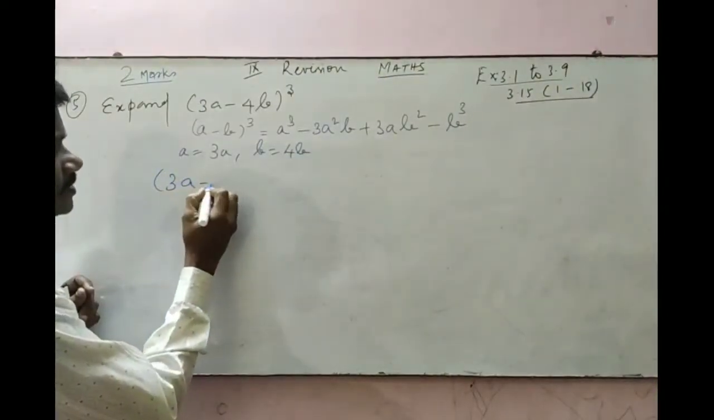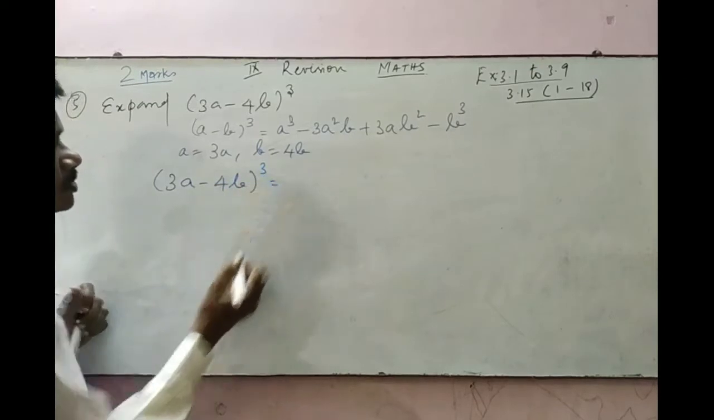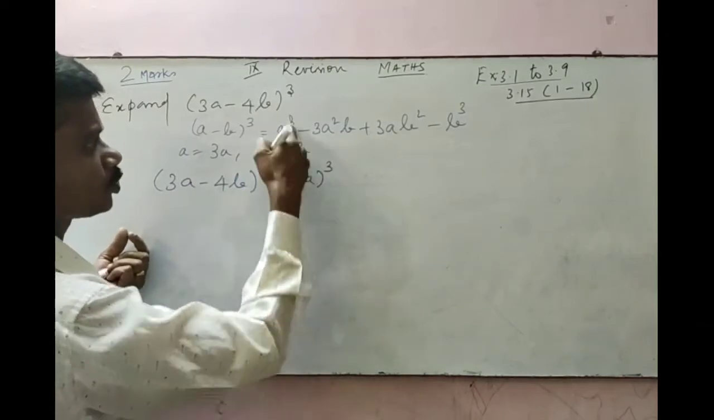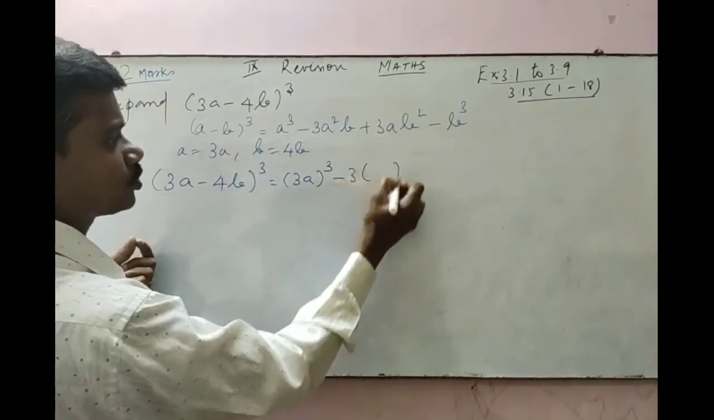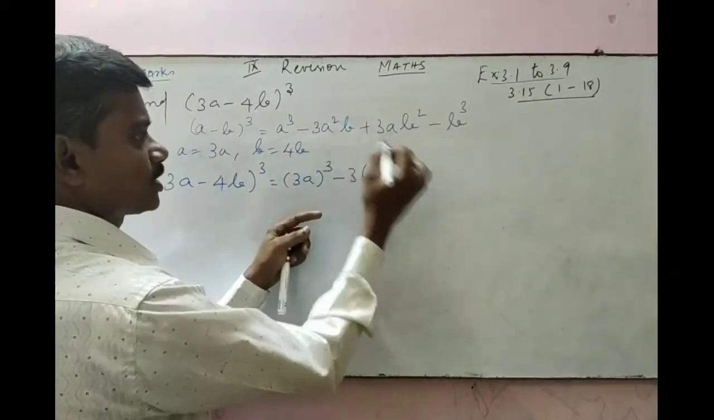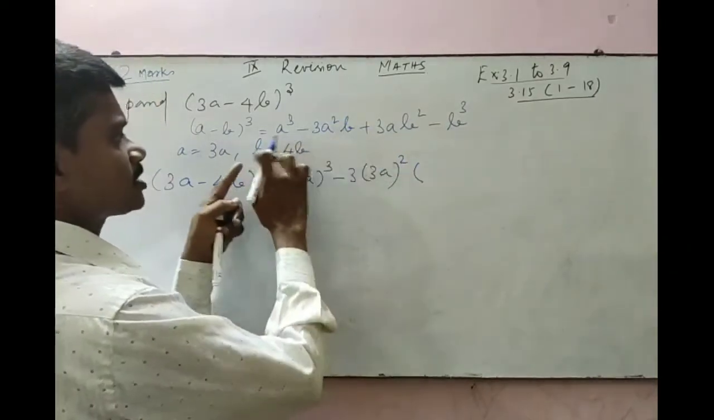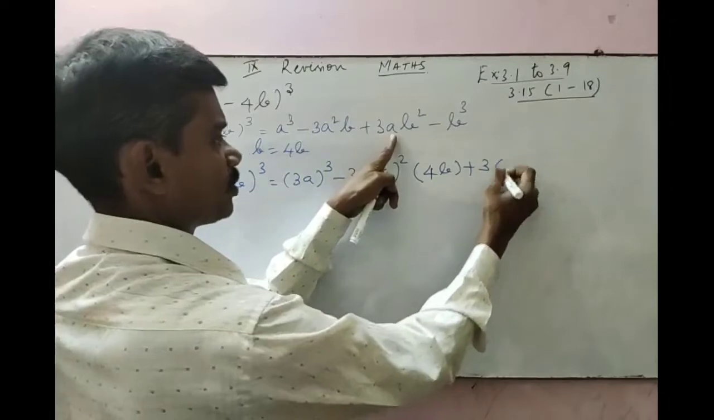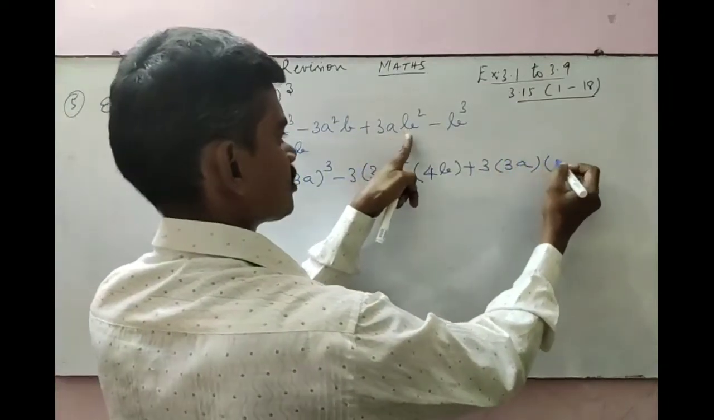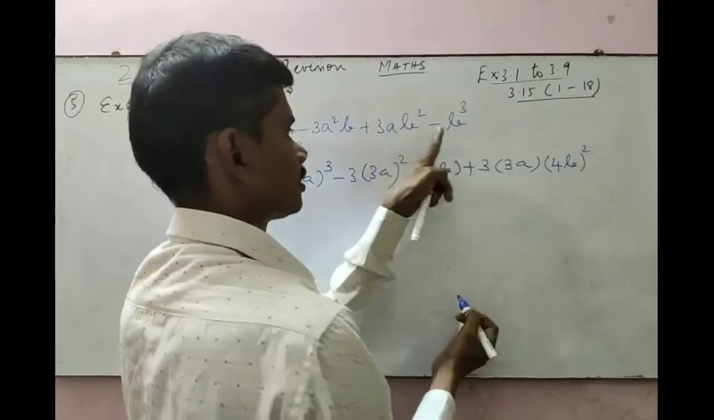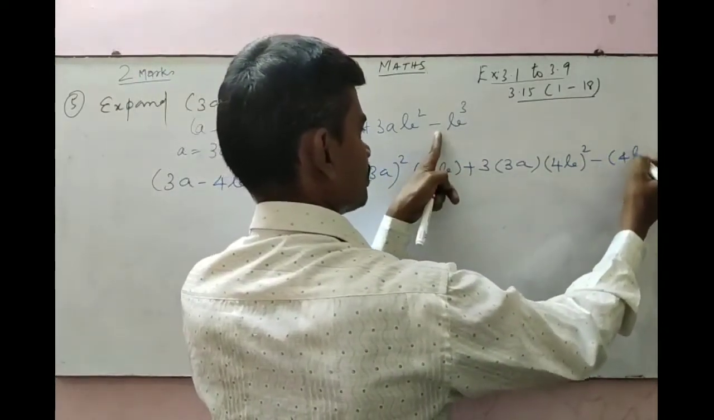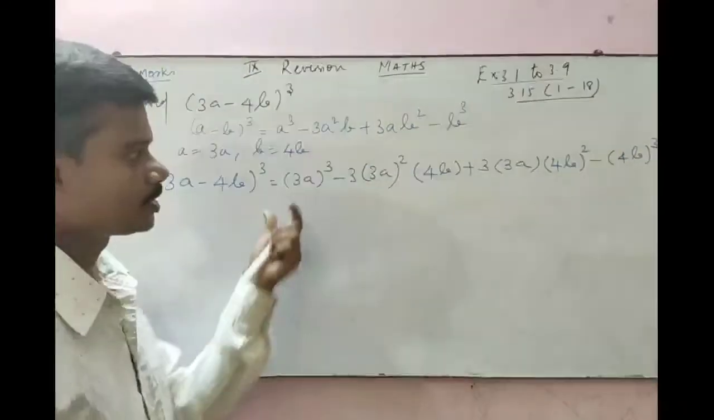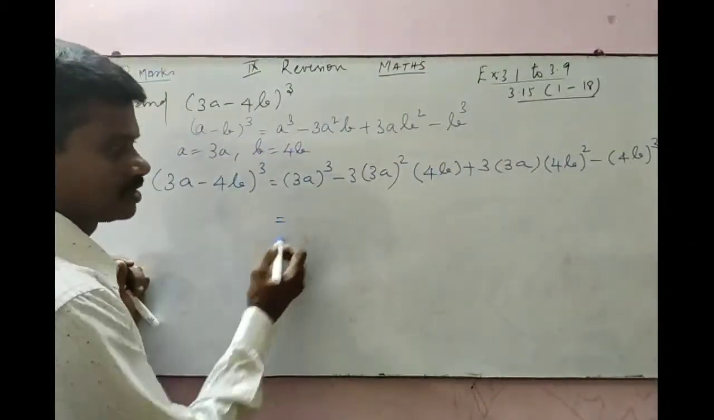Now listen here, 3a minus 4b whole cube. So in this place I am going to substitute a as 3a. So 3a whole cube minus 3 into, what is a? 3a square. Instead of b we have to substitute 4b, plus 3 into a, what is a? Again 3a. Instead of b, 4b whole square. Next term minus 4b whole cube. So this is the expansion of 3a minus 4b whole cube. Now we have to simplify this and get the answer.